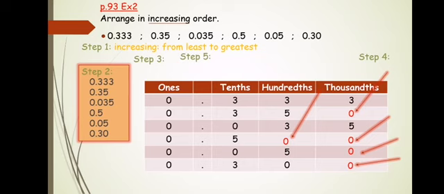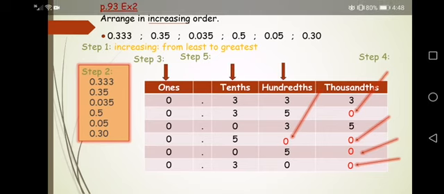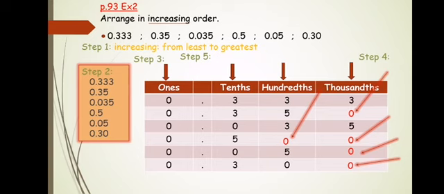Step 5, working left to right, comparing the numbers. So let's compare the ones digits. All the ones digits are 0, so they are equal. So now we have to compare the decimal parts. Let's see. 333, 350, 35, 500, 50, and 300.